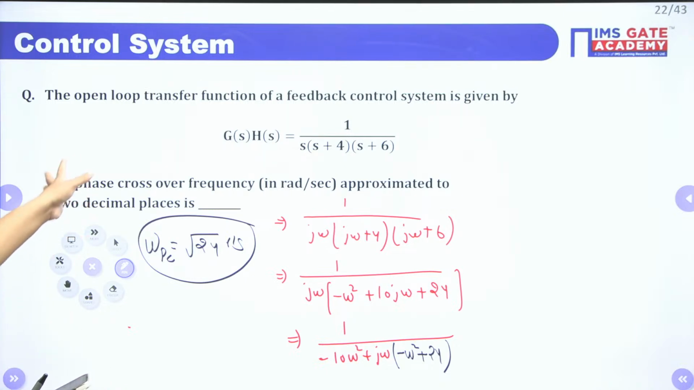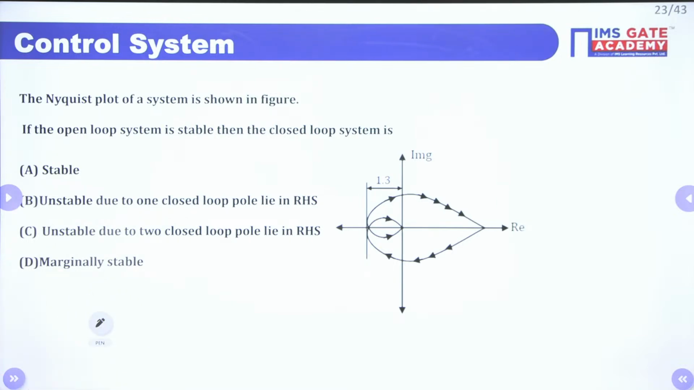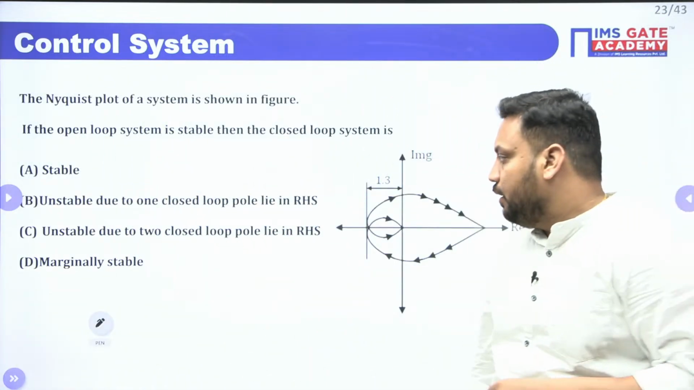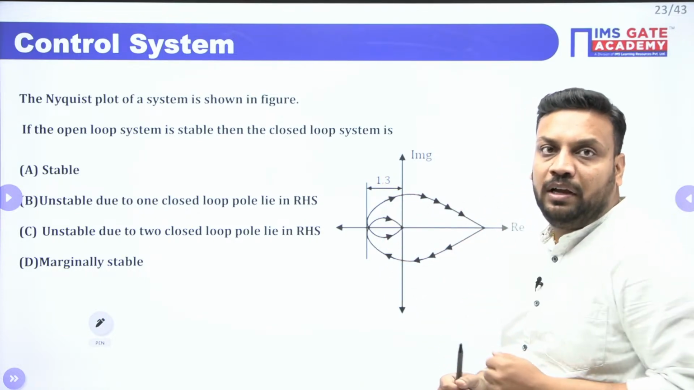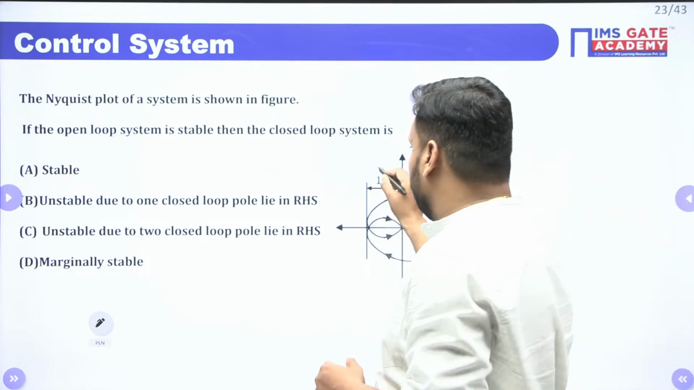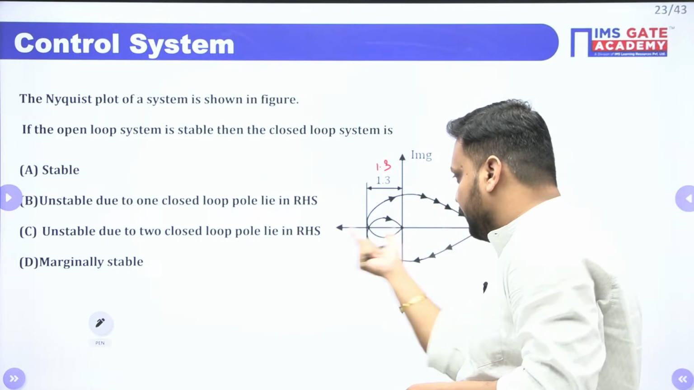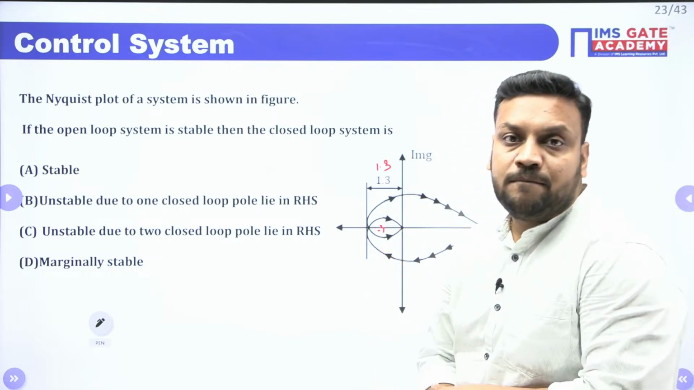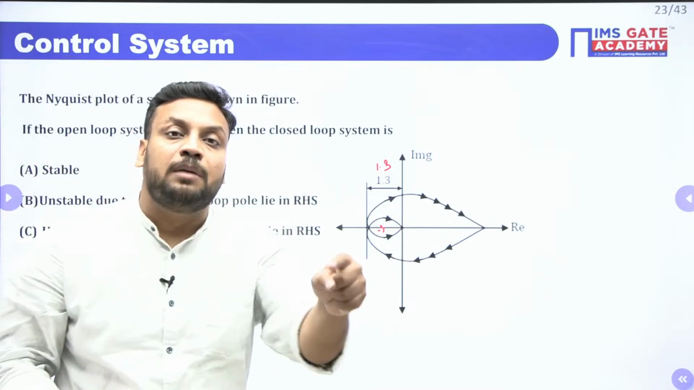Shabash. So now the next question. Tell me, do you know the Nyquist plot concepts, guys? The Nyquist plot concept says that here this is given 1.3. It means this is the x value, guys. X value is given 1.3. I hope it is visible. If this distance is 1.3, this is the negative real axis. So of course minus 1 is inside the contour only. It means minus 1 is in the circle or not. It means the critical point is in the circle or not.